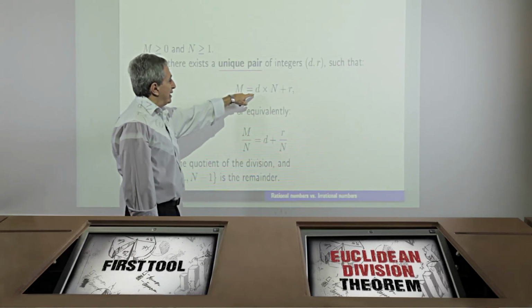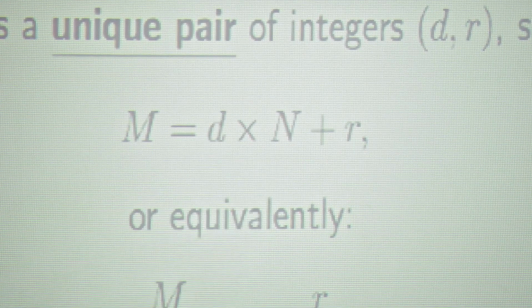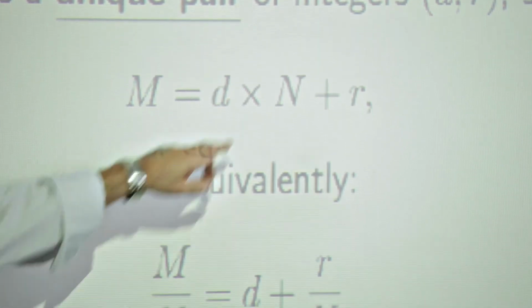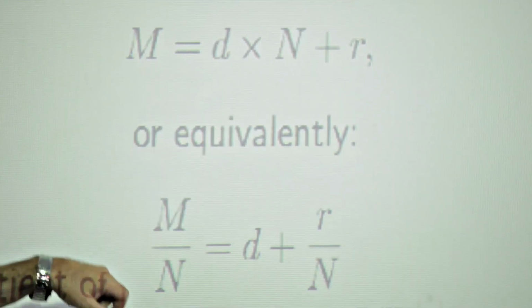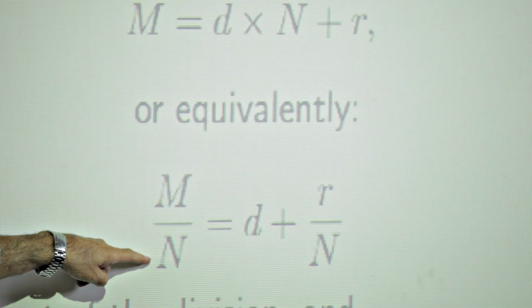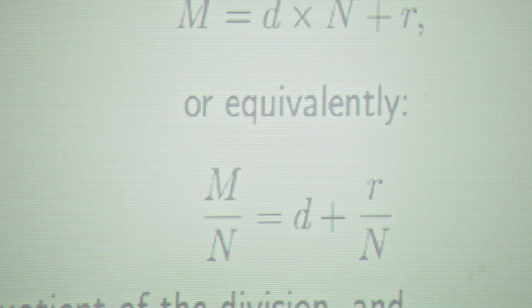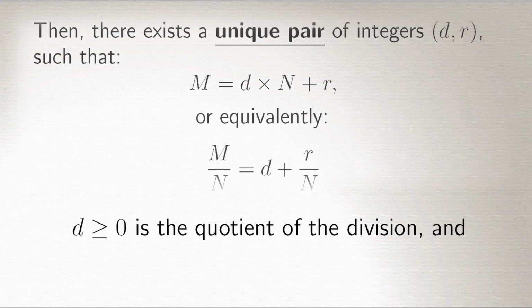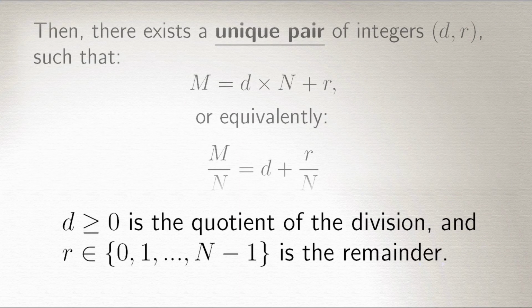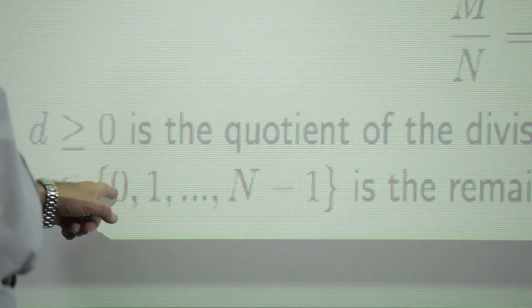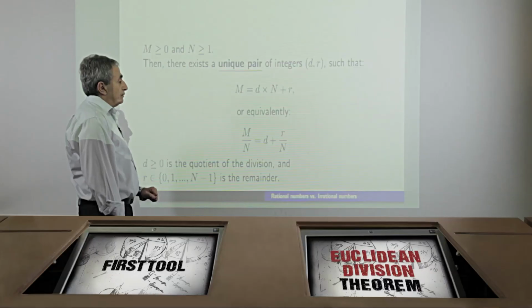Capital M is d times capital N plus r, or equivalently, if you divide this equation by capital N, capital M over N is equal to d plus r over capital N. d is said to be the quotient of the division, and r is the remainder of the division, an integer from 0 up to capital N minus 1.